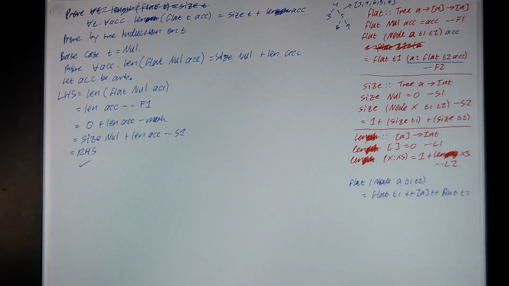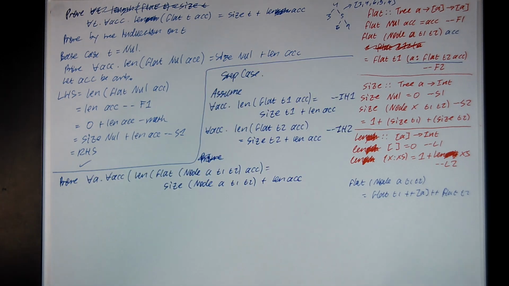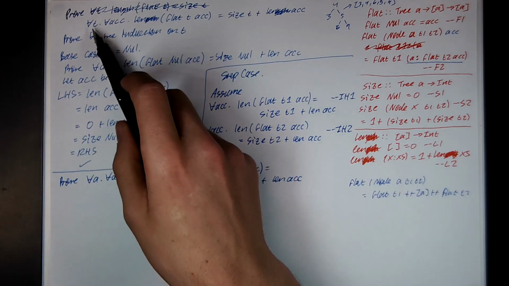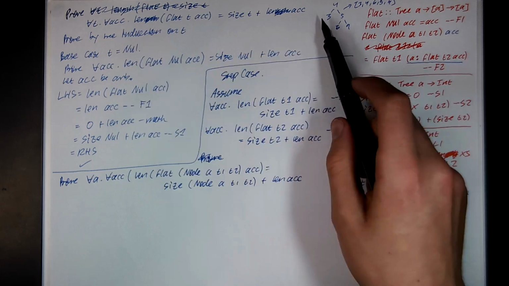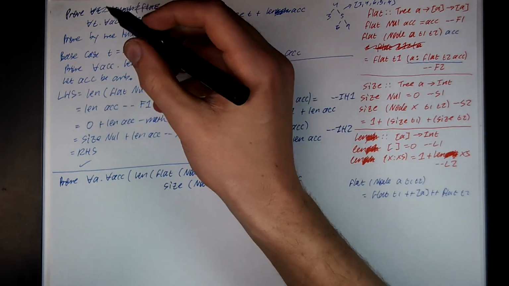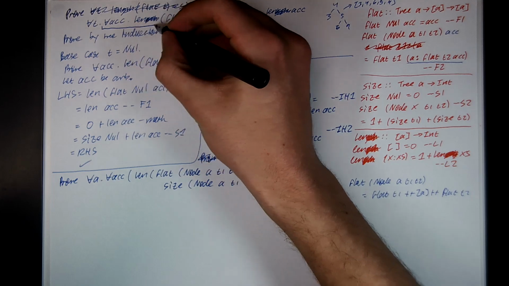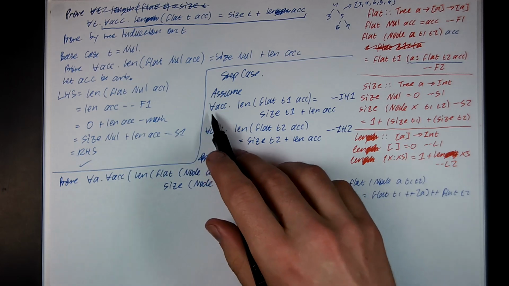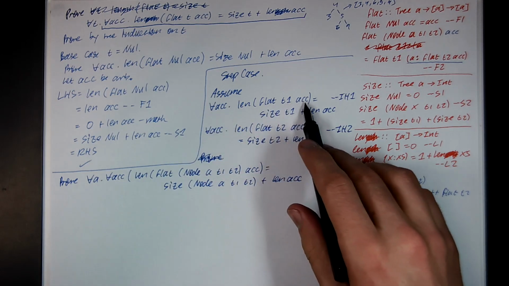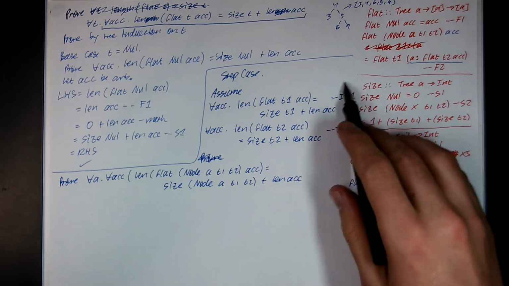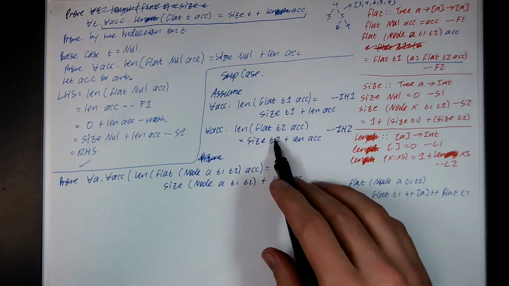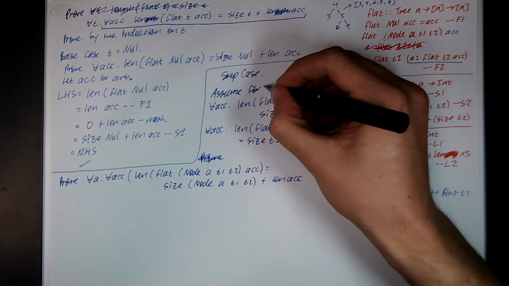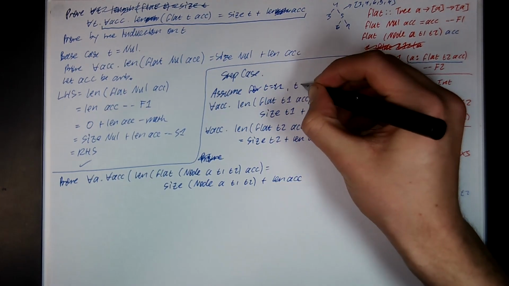Now we want to prove it for the step case. Okay, so for the step case, we're going to make two assumptions like we did before. And because we're trying to prove for all T, for all ACK, this property, when we assume it for a tree T1, we're going to be proving all of this statement here. So we're assuming for all ACK, len of flat T1 ACK equals size T1 plus len ACK. That's the inductive hypothesis first. And the second inductive hypothesis is exactly the same thing, but with T2 inserted for T. So we're going to assume for T equals T1 and T equals T2.